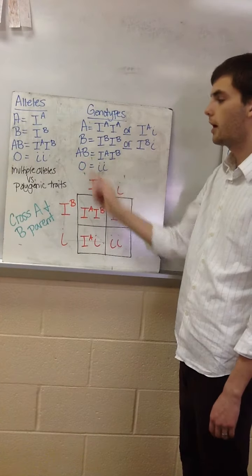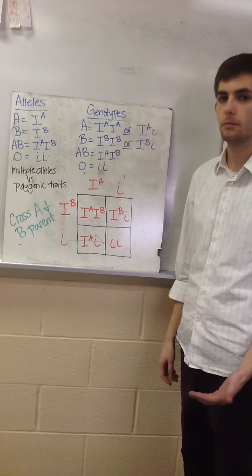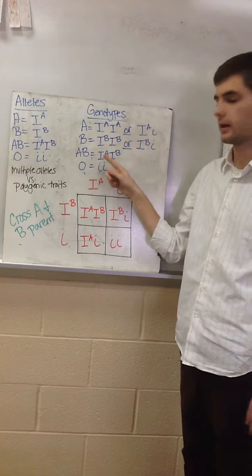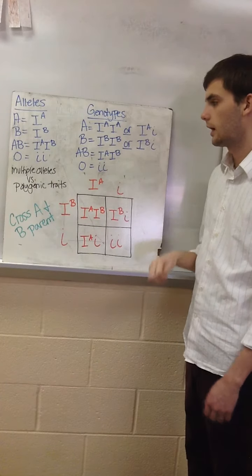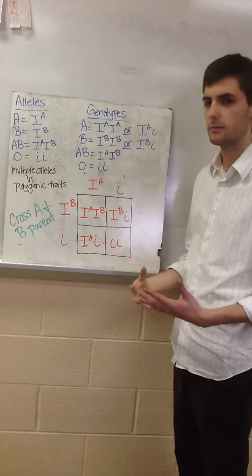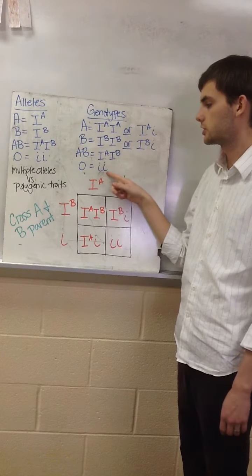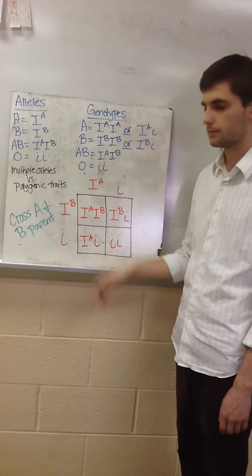There's only one possible combination for AB, and that's because they're codominant, so you would have an I with a capital A and an I with a capital B, and so that person would exhibit AB blood type. And blood type O, again, the only combination would be 2 recessive alleles.